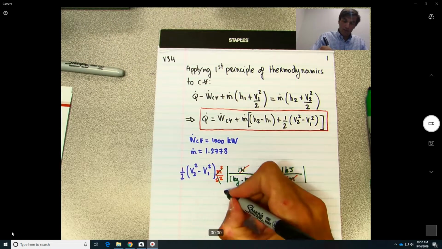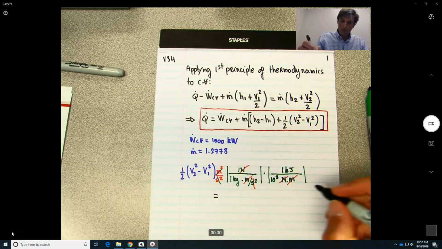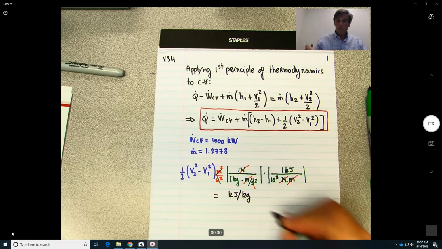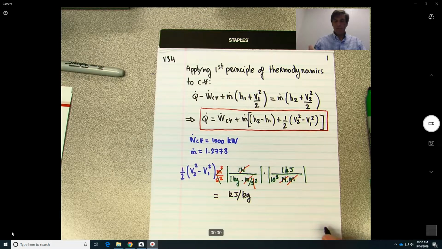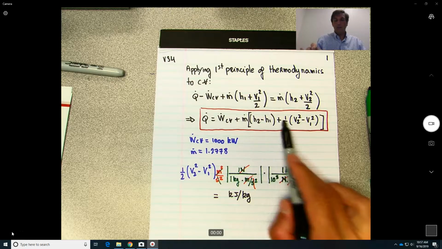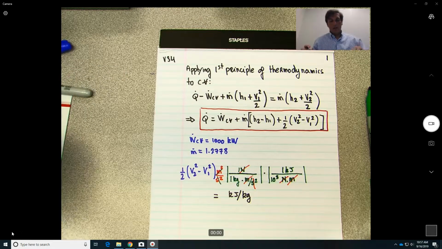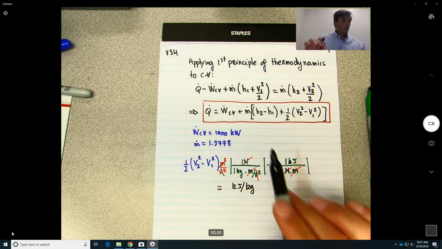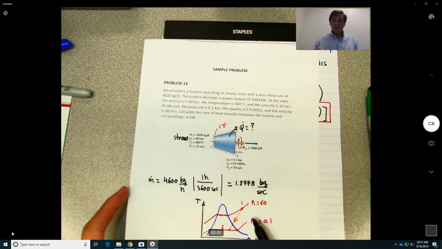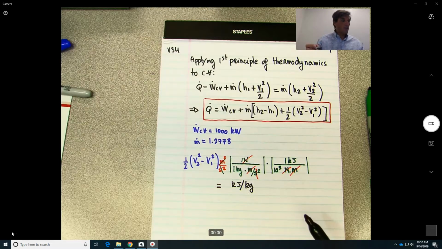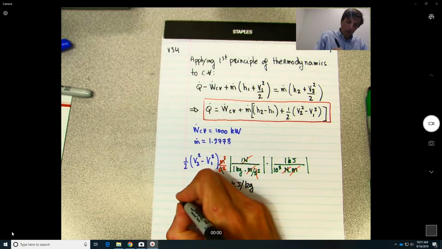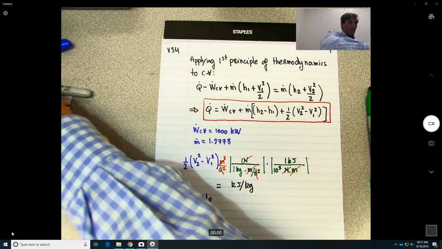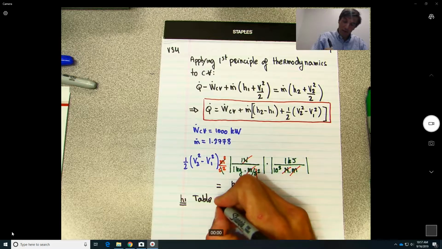So this will give us units of kilojoules per kilogram, which is what we need so that they're consistent with the H. Now we need to find H1 and H2. What do we know about H1? From the figure, we say that the state is superheated. So for H1, we need to go to table A6, yes, table A6.